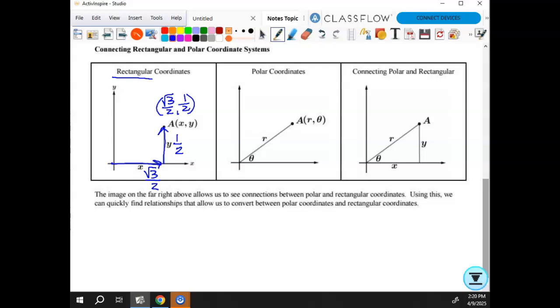But for polar coordinates, well, let's think about this. If I have an ordered pair that is the x value square root of 3 over 2, y value is 1/2, and I'm on the unit circle, what's that angle that goes with this one?